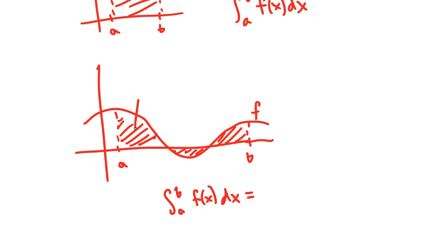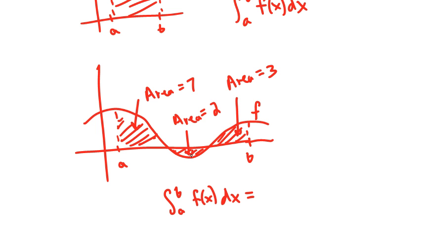Well, I didn't give you a formula for this function, but let's suppose that we know that the area of this region here is 7 units. Let's suppose that the area of this region is 2 units, and that the area of this region is 3 square units. Now, what is the integral from a to b of f of x dx? Well, it's the net signed area between the graph of f and the interval a to b.